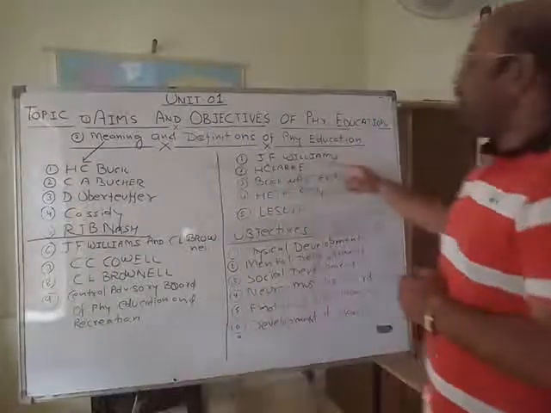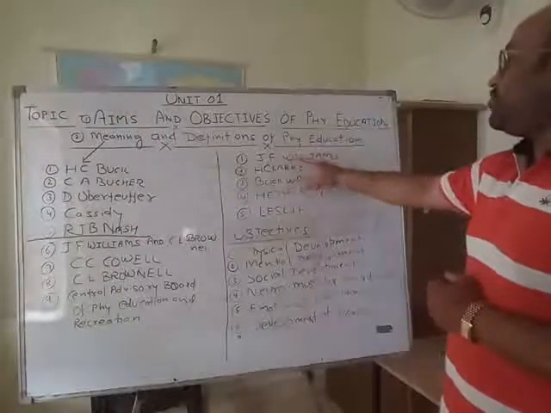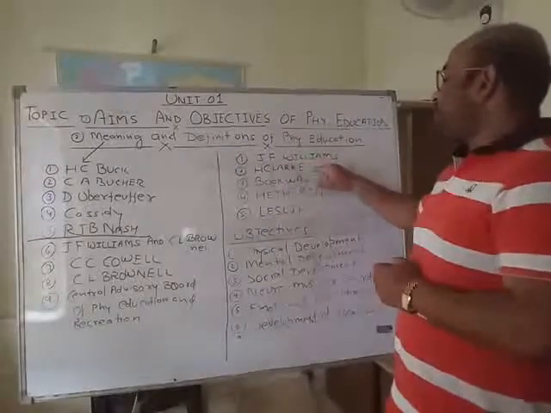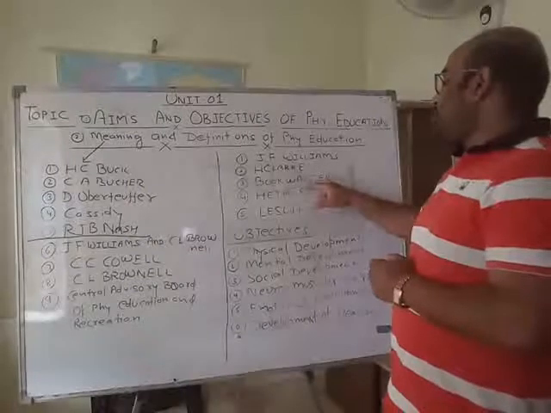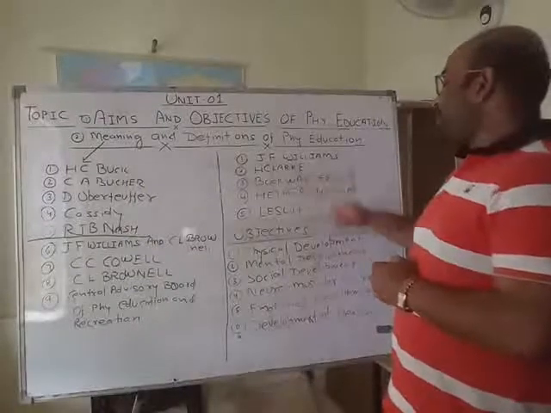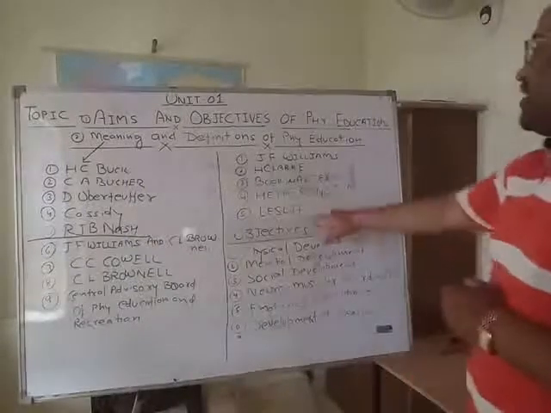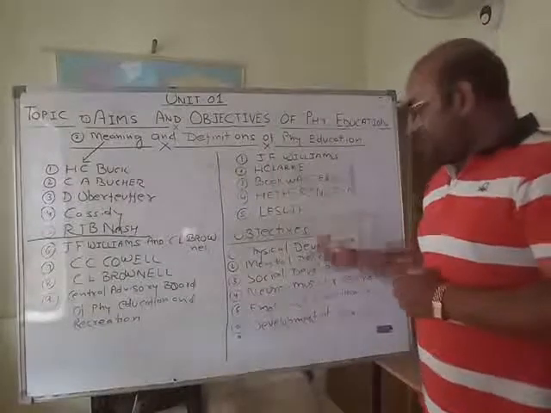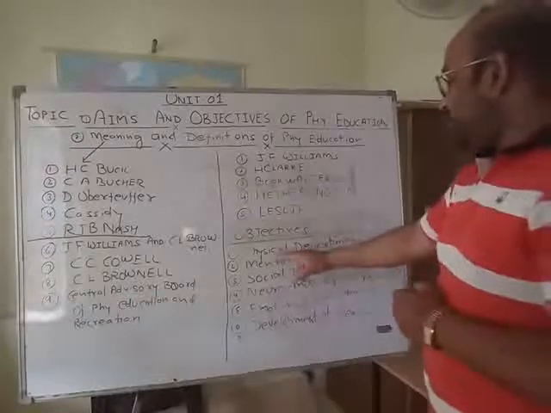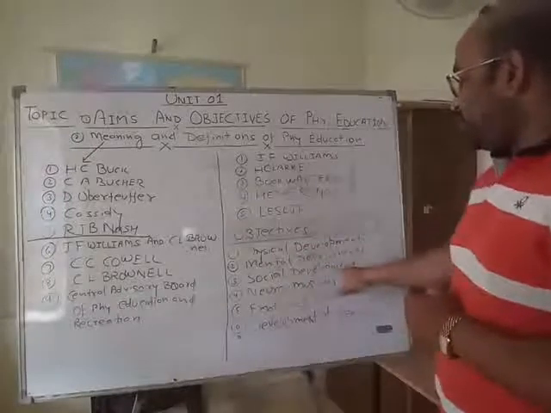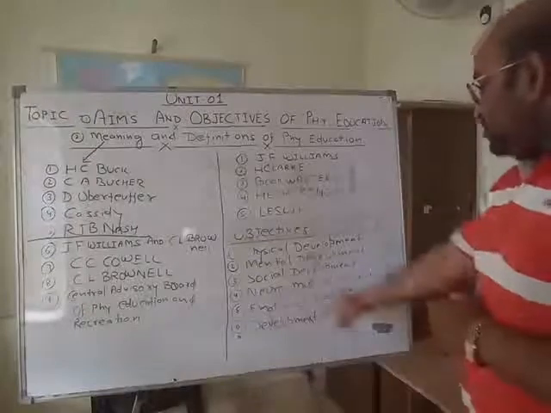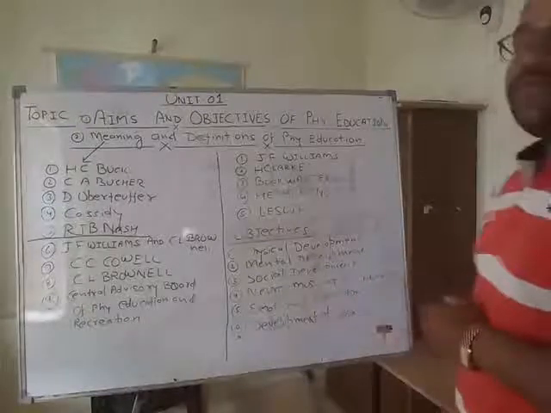Aims and objectives have been defined by J.F. Williams, S.C. Clark, Bookwalter, Hetherington and Leslie. The normal objectives are physical development, mental development, social development, neuromuscular coordination, emotional development and development of health.